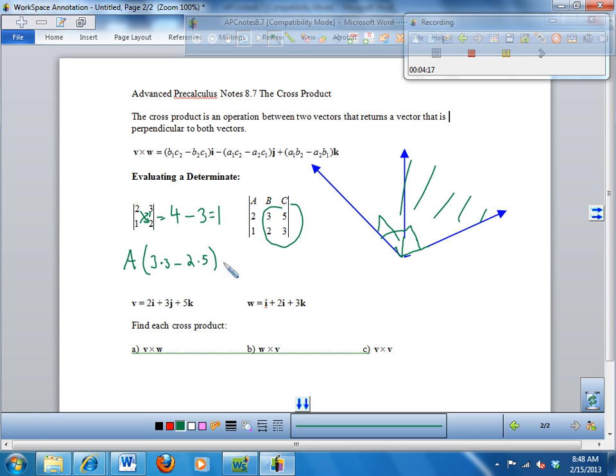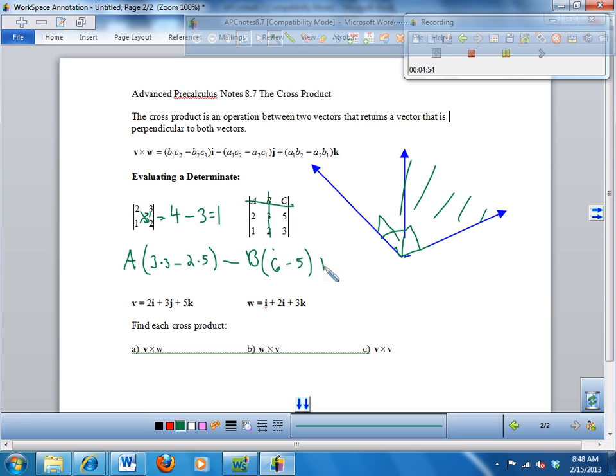Then, just the way it works, the next thing is a minus sign. It goes plus, minus, plus. Then you go minus B. And then you cross out B's column and B's row, and you look at this determinant right here. But you have to remember that it goes plus, then minus. So when I cross that out, the next determinant is 2 times 3, which is 6, minus 1 times 5, which is 5. See that?